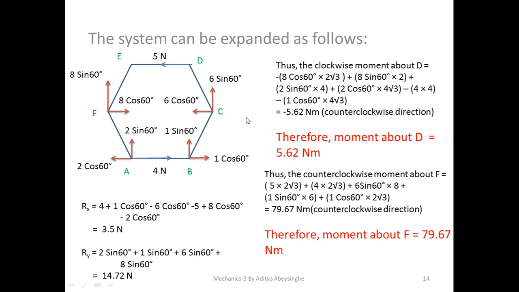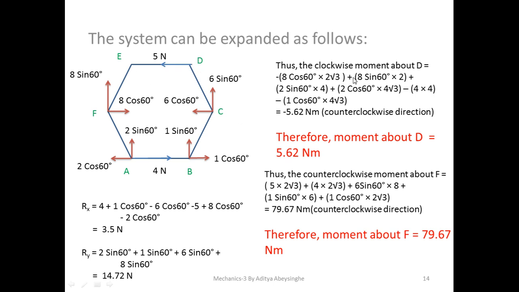So when I calculate the moment around point D, this 5 Newton force is the only force that goes through D, so you can ignore the effect of that and calculate the moment of these forces. 8 cos 60 has an effect, and when I take the clockwise moment, 8 cos 60 actually makes a moment in this direction, because this is the force.